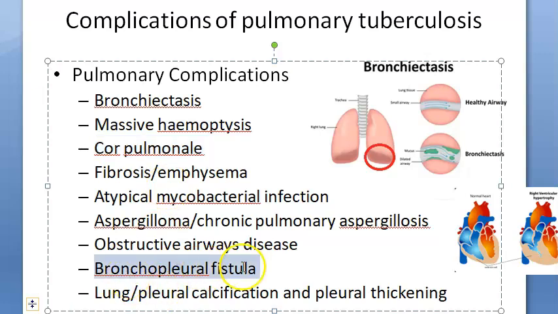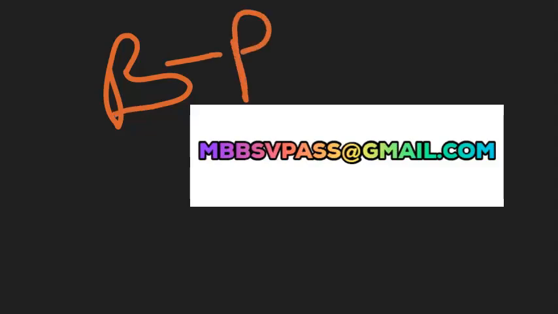Bronchopleural fistula. So there is an opening between the bronchus and the pleura. Wow, so I'm thinking there can be a lot of leakage. Then just remember this. This is bronchopleural fistula.